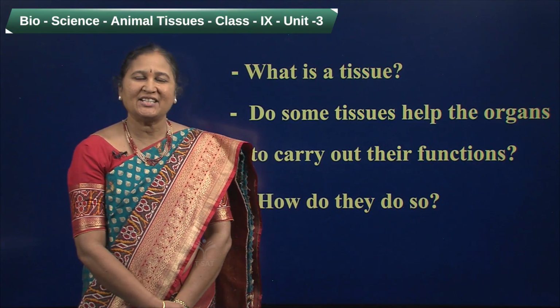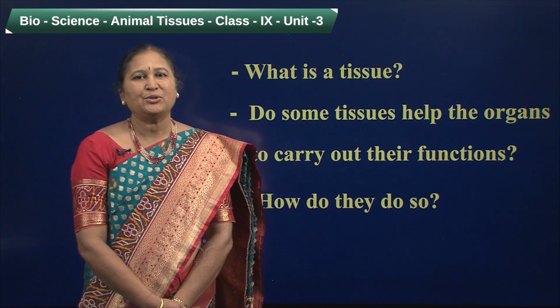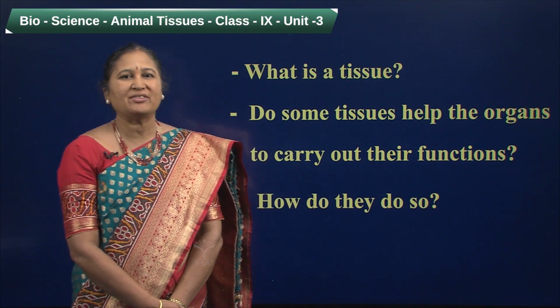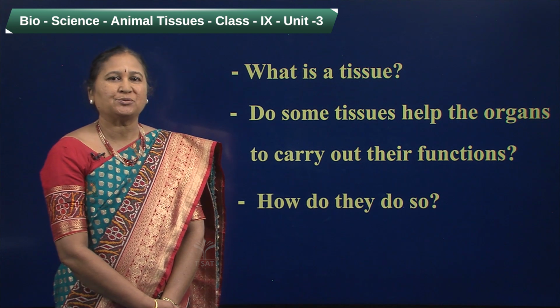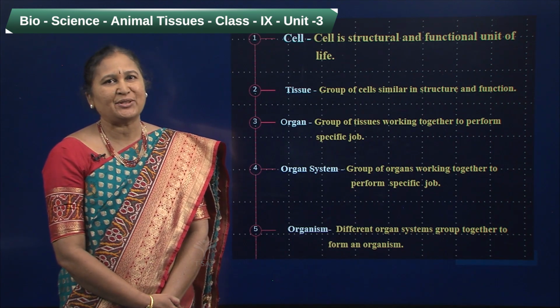First of all, what is a tissue? We should know about it. And do some tissues help the organs to carry out their functions? How do they do so? This is a hierarchical order from a cell to an organism.